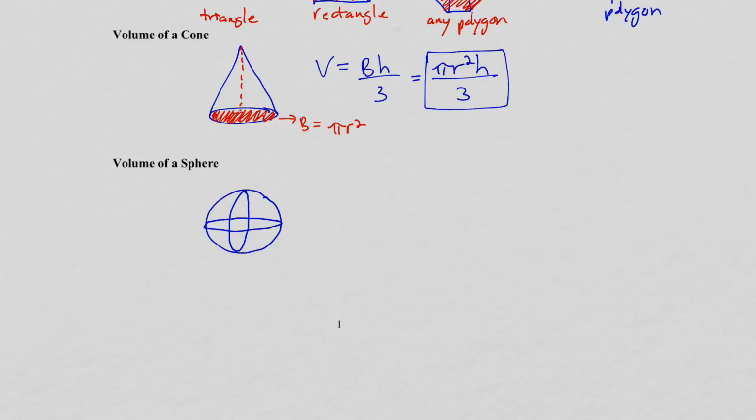Okay, trying to make this circle three-dimensional. It does have a radius, as usual. So this one's a little weird, but it's 4/3 times pi r to the third. Okay? All right, let's get started with some applications here on the next page.